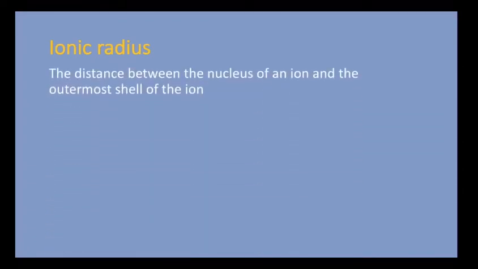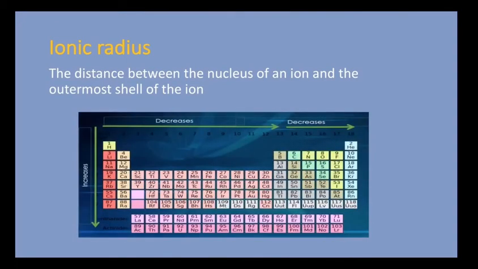The next trend I'm going to be talking about is ionic radius. Ionic radius is the distance between the nucleus of an ion and the outermost shell of the ion. As shown in the figure below, the ionic radius for cations decreases going across a period. And the same happens with anions, but their size will be smaller than those of cations. And the ionic radius increases as we go down a column, from up to down.